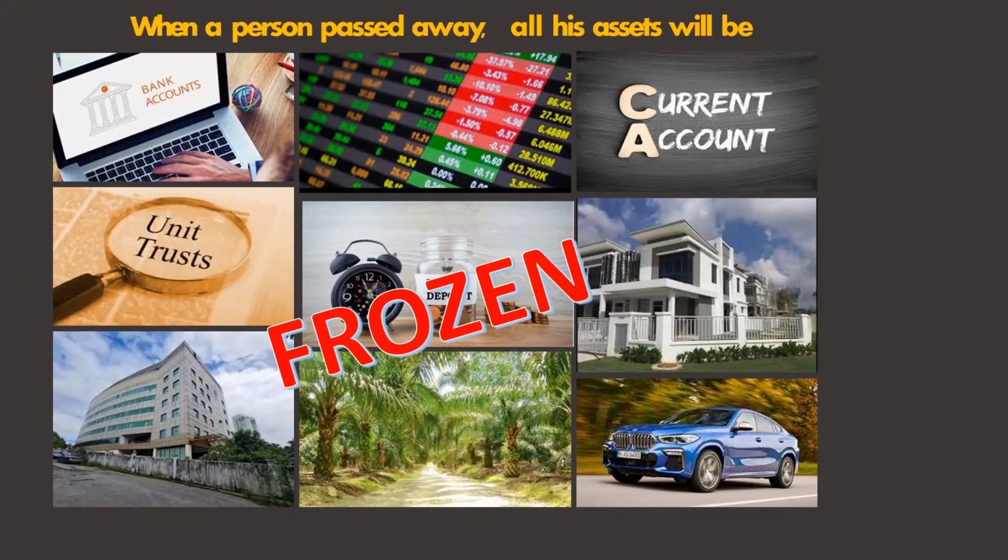So when a person passes away, all his assets will be frozen, whether it's bank accounts, current accounts, your stocks, unit trusts, your land, buildings, house, even your car. All of this is frozen, stuck, so your family won't be able to access this. What we normally see is that when a person passes away, the family member who has access to his account quickly goes and withdraws all the money. That's usually what is being done, as I know. But once it's frozen, it cannot be unfrozen without a probate, right?